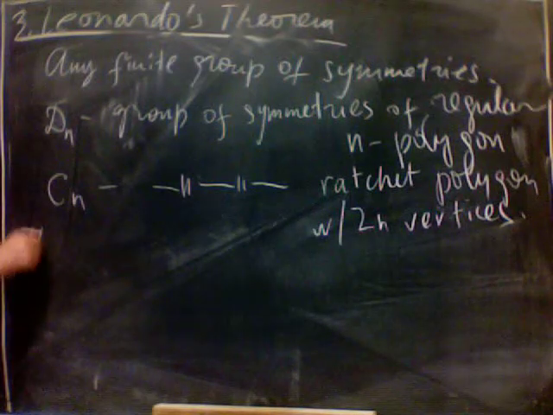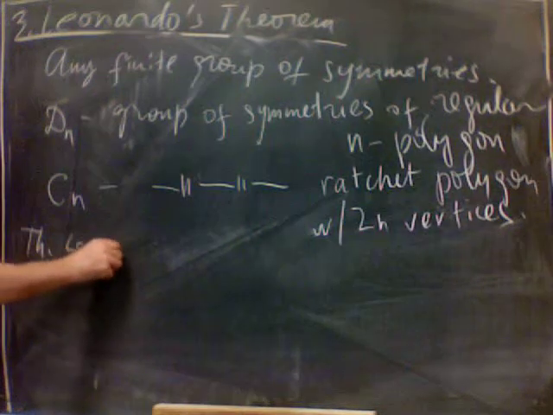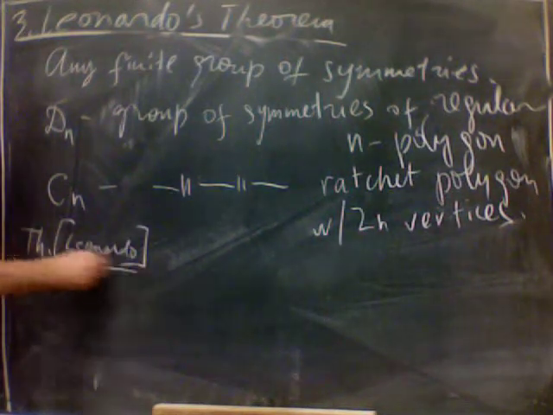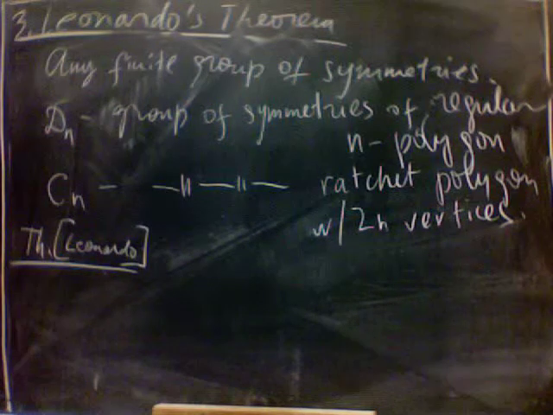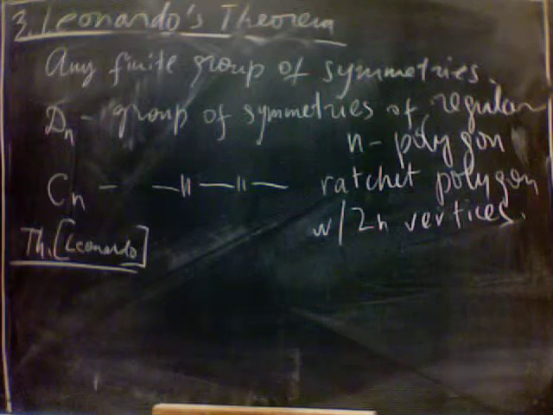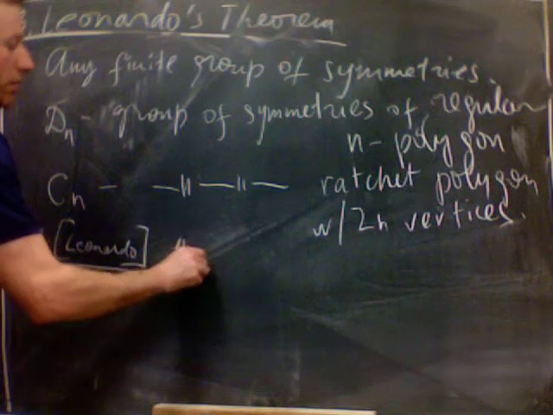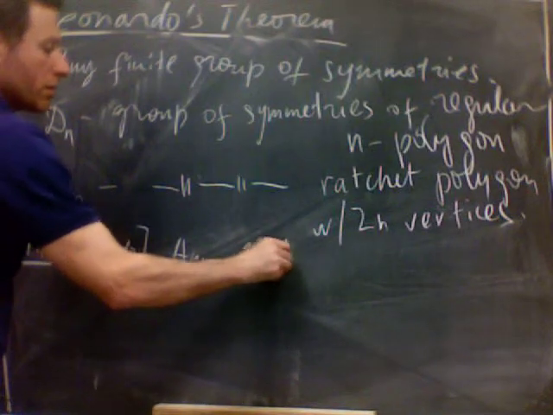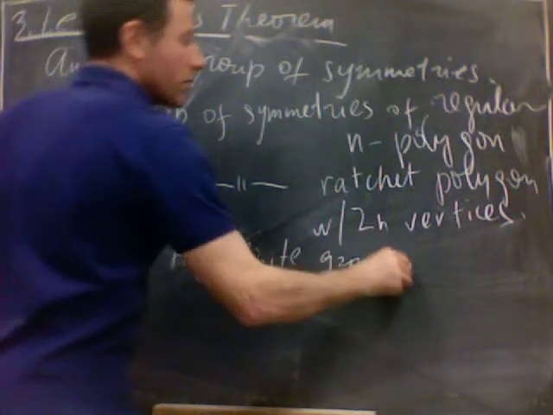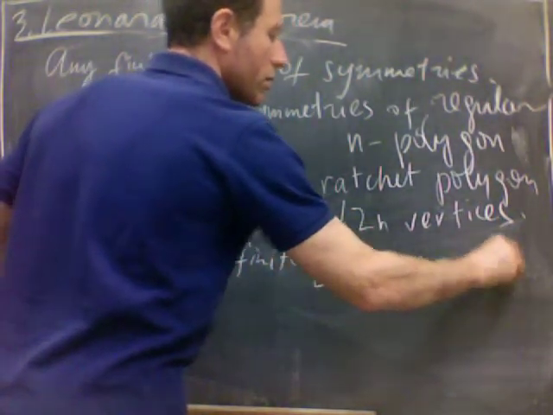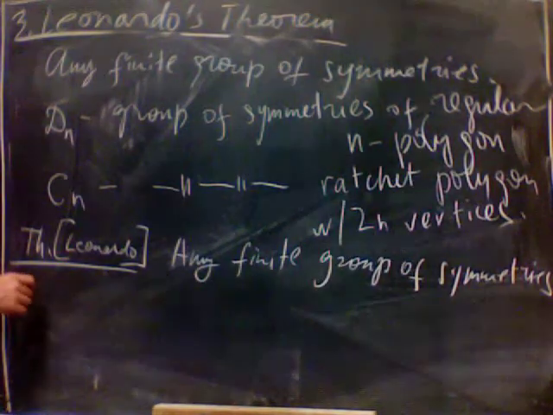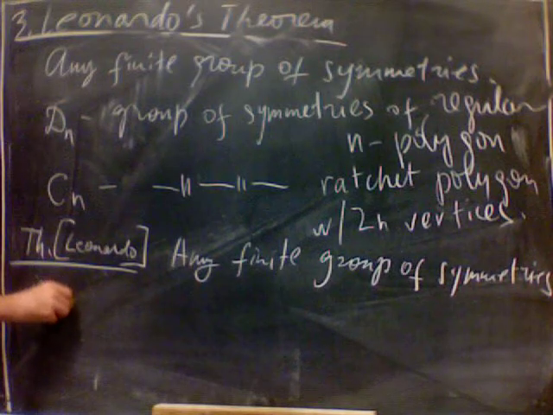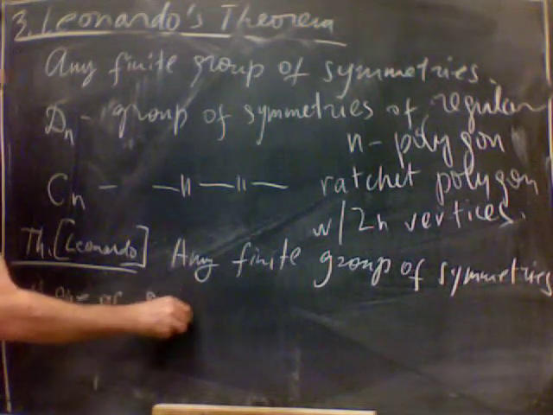So, the theorem attributed to Leonardo, who was interested in the symmetries of buildings for architectural reasons, states that any finite group of symmetries of plane sets is one of Dm or Cn.